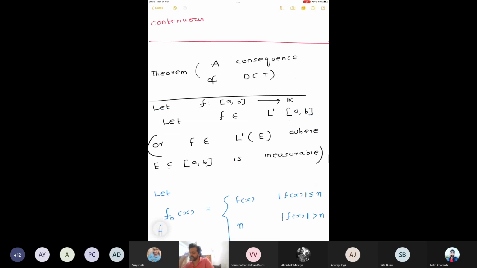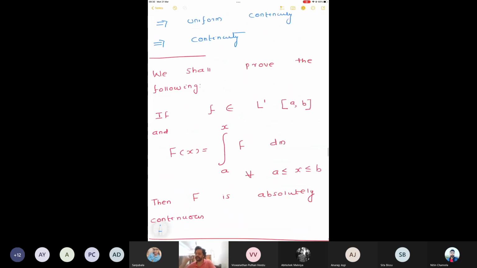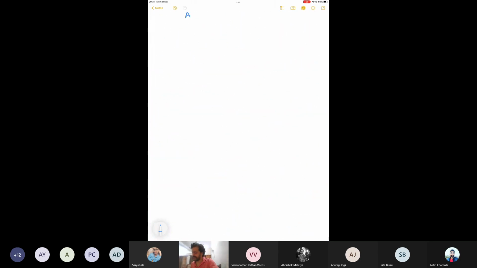What was intended? The intended result was the connection between absolute continuity and Lebesgue integration. If f is in L1, then the indefinite integral is absolutely continuous. That was the result I promised. Now we are ready to prove that theorem. Give me 5 minutes, and the proof is very simple now with all these preparations.